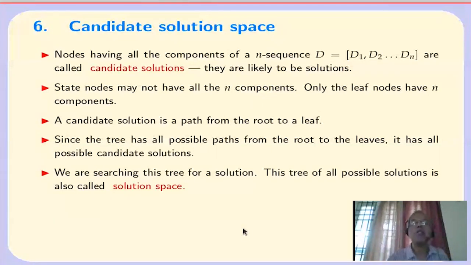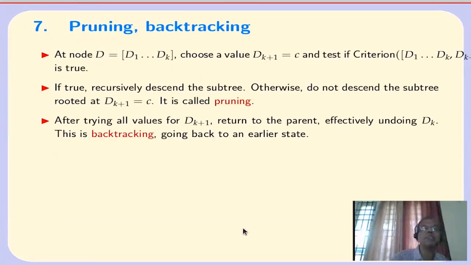Nodes having all the components of an n-sequence are called candidate solutions. They are likely to be solutions. They will be solutions only if they pass the criterion test. State nodes may not have all the n components. States are nodes. Only the leaf nodes have n components. A candidate solution is a path from the root to a leaf. Since the tree has all possible paths from the root to the leaves, it has all possible candidate solutions. We are searching this tree for a solution. This tree of all possible solutions is called the solution space.